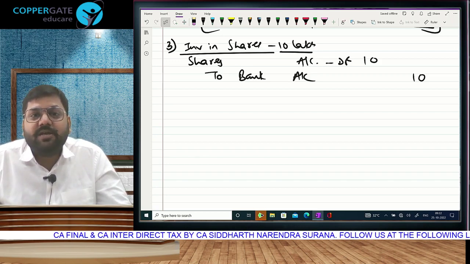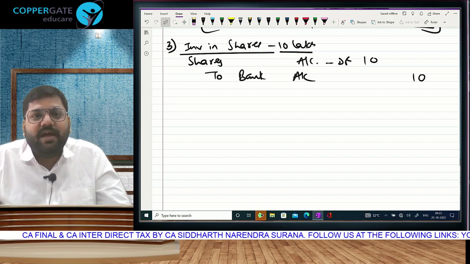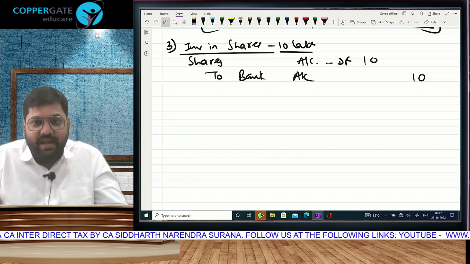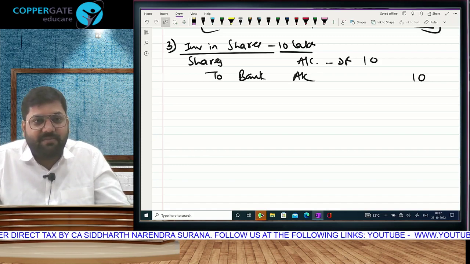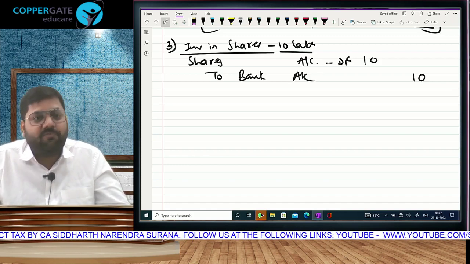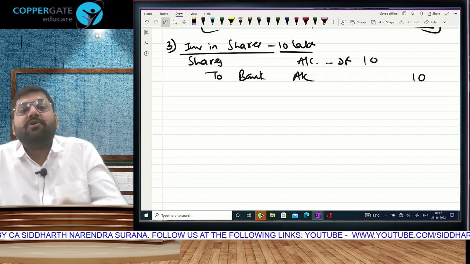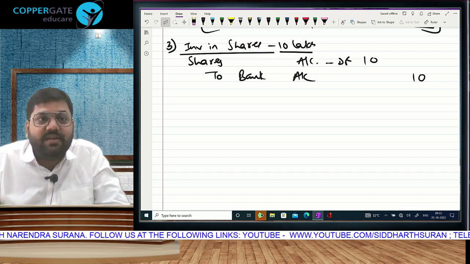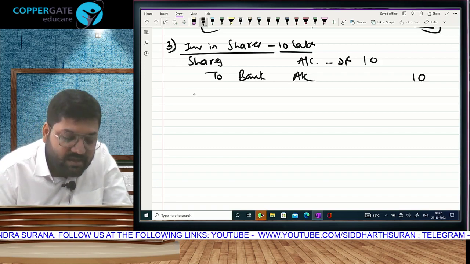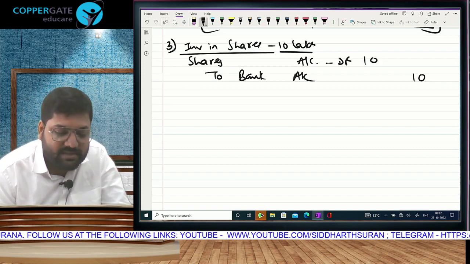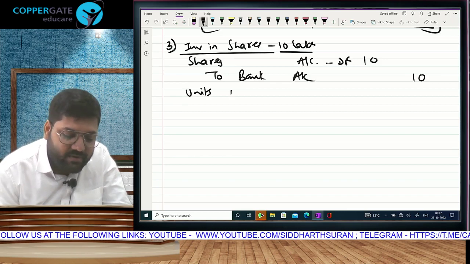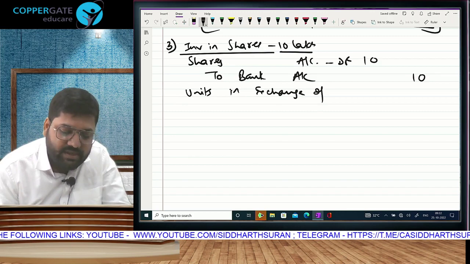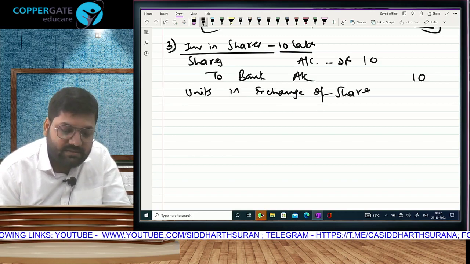Company should become a special purpose vehicle. Then only the REIT gets benefit on dividend from SPV and interest from SPV, which is exempt. If it is non-SPV, it will become taxable at MMR. Isiliye it wants control. Lekin control dene ke liye you will have to surrender your shares. But don't worry. In exchange, when you give your shares, you will get units in exchange of shares. Do you understand this?